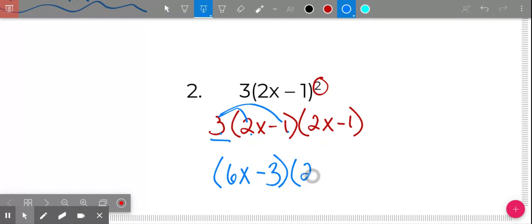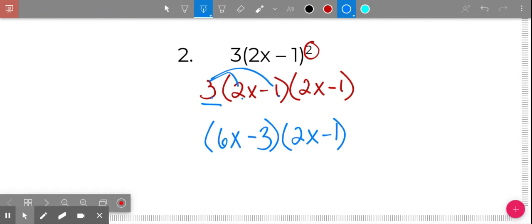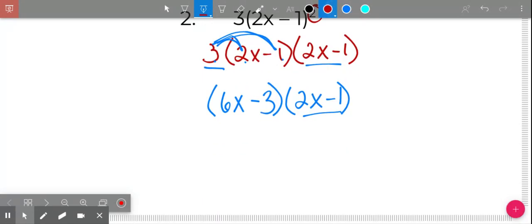And then we'll have 2x minus 1. See, so this one just stayed the same. It didn't change. We just distributed the 3. So from here, we're going to now use our extended distribution and distribute everything together.